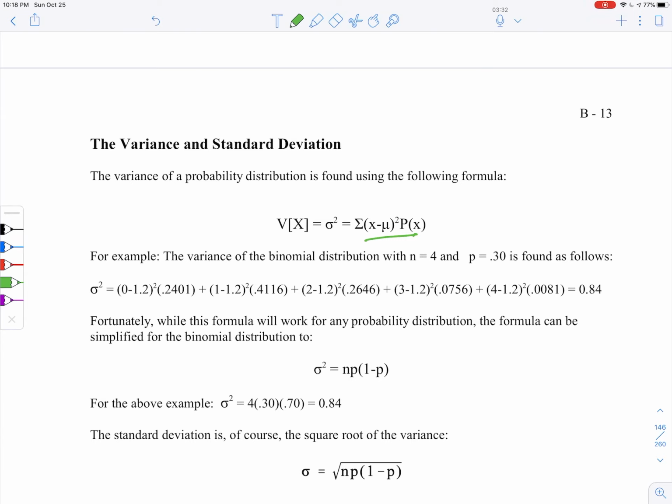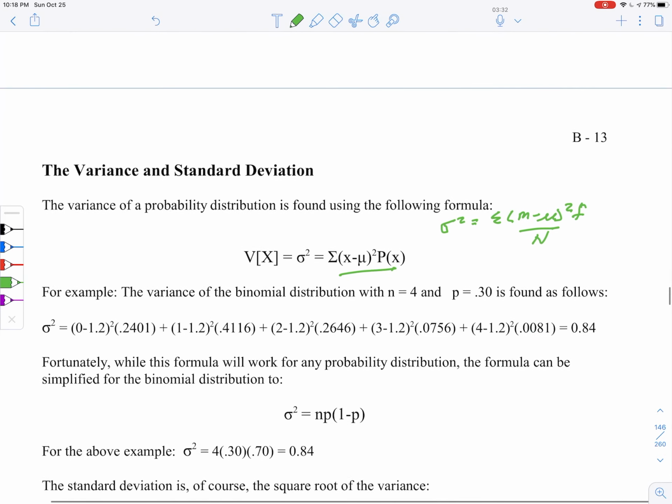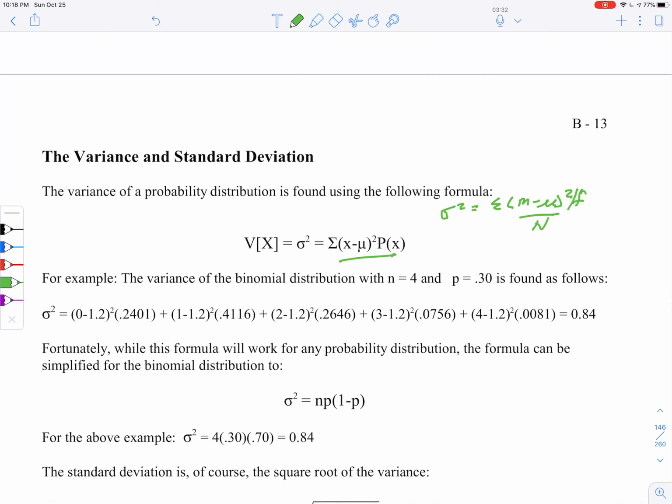And this is really similar then to this formula, which we've seen before: the sum of the mean minus the means squared times the frequencies over n. And so you can see the equivalence here. Remember, f over n is equivalent to the p of x's, and then the m is equivalent to the x here. And so you end up with basically the same formula.